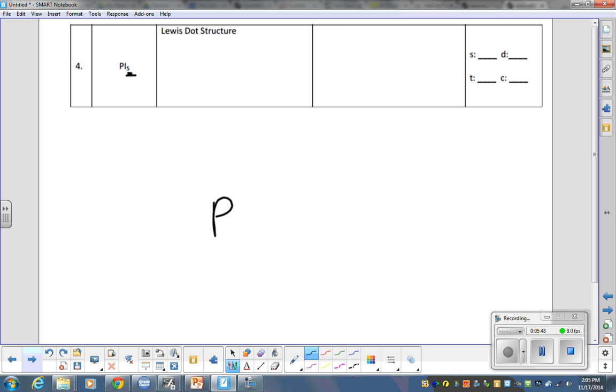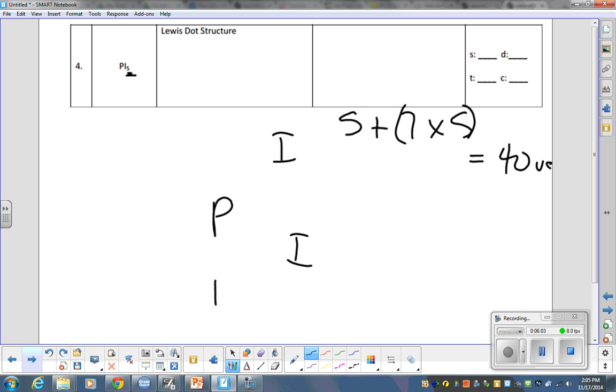Phosphorus has 5. Each iodine has 7. So 7 times 5 is 35, plus 5. I start with 40 valence electrons. I go P, and then I add I. I use a total of 10. So 40 minus 10 leaves 30 remaining electrons.